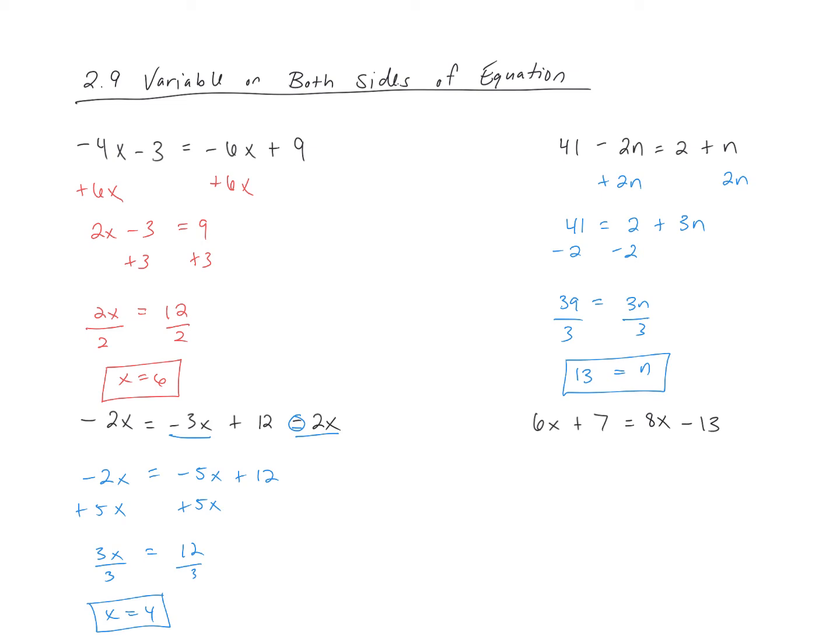We want to get x terms on the same side, so I'm going to subtract 6x from this side and this side, doing the inverse of the positive 6x there. Now I'm going to add 13 to both sides to get the 13 and the 7 on the same side. And lastly, inverse operation here, dividing both sides by the 2. That's going to give me x equals 10.